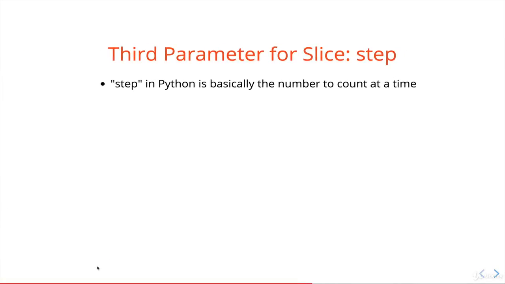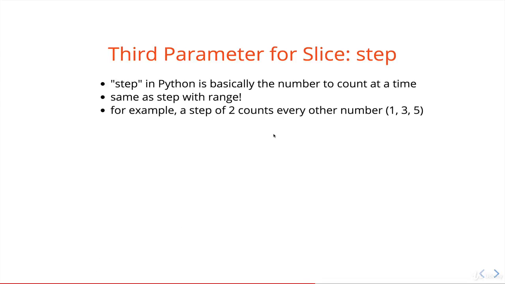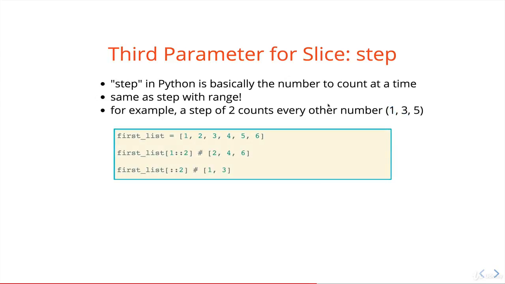Finally, let's move on to the third parameter, which is the step. So it's basically the number to count at a time, the interval, how many to skip. It works the same way as the step works in ranges, where we could generate even or odd numbers or multiples of 5, that sort of thing. So for example, if we had a step of 2, it counts every other number, 1, 3, 5, and so on. So here's an example.